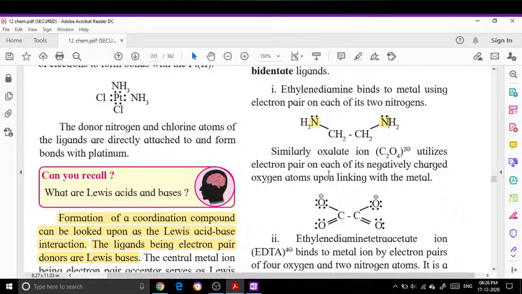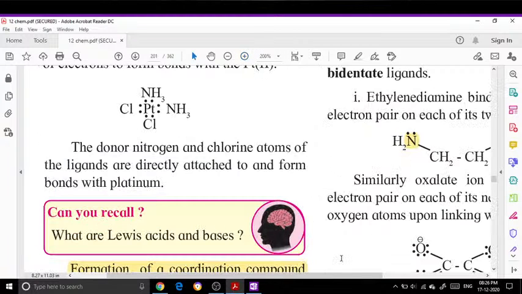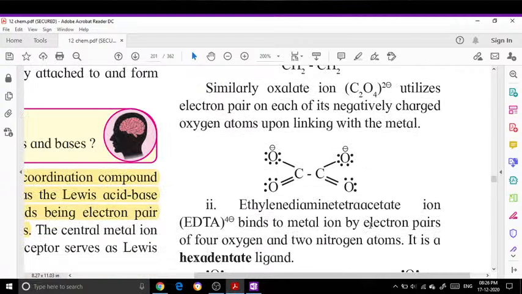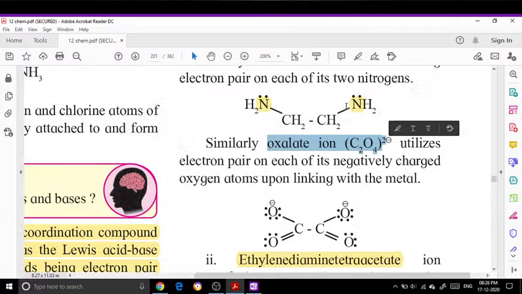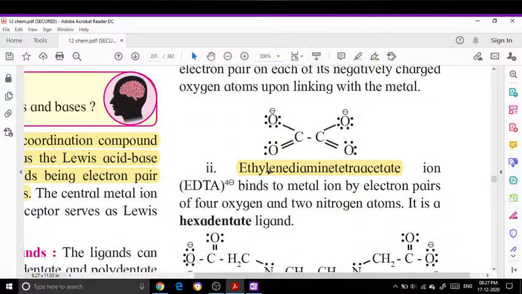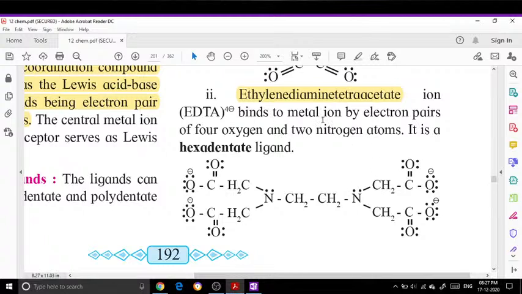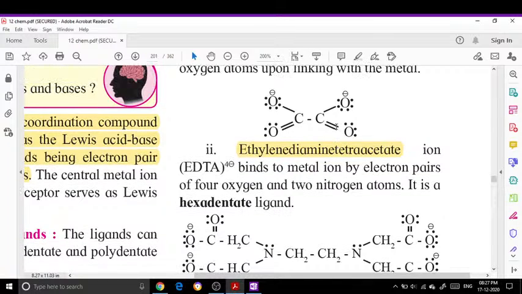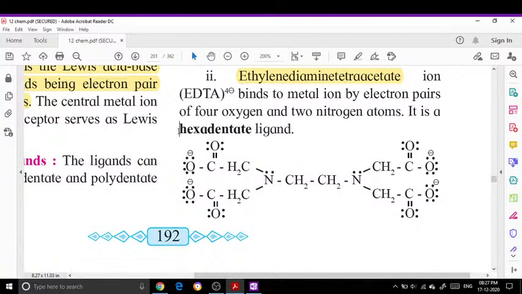Then you can see down, this is oxalate ion. Oxalate ion, see this, and this is one more, ethylene diamine tetraacetic acid. In oxalate ion, again oxygen is there, and down you can see again 4 oxygens are there. So there are many donors present in ethylene diamine tetraacetic acid. Now you can see that it binds to the metal ion by the electron pairs of 4 oxygen atoms and 2 nitrogen atoms. So you can have 2 nitrogen also. So this is a hexadentate ligand.